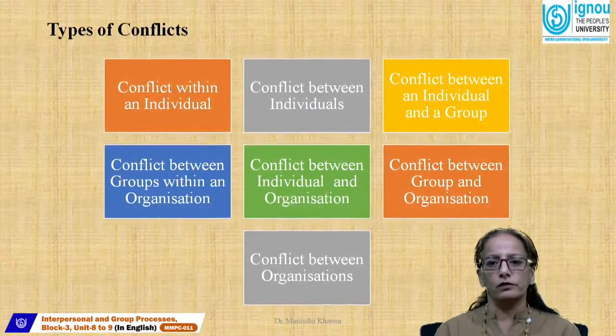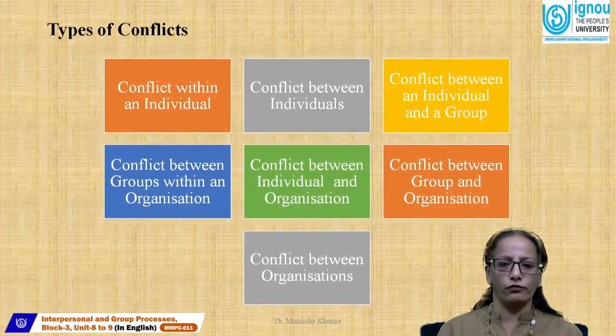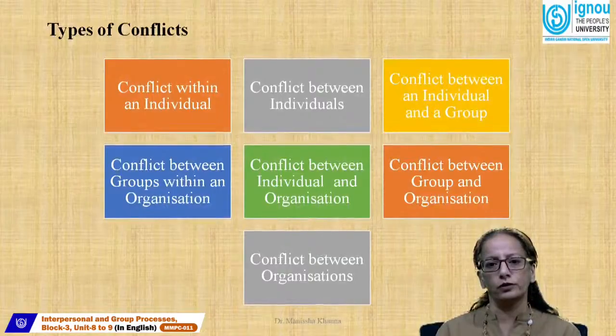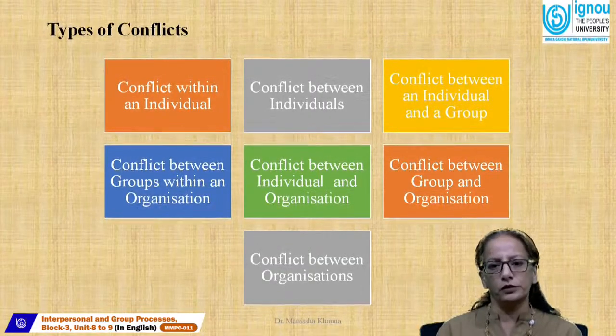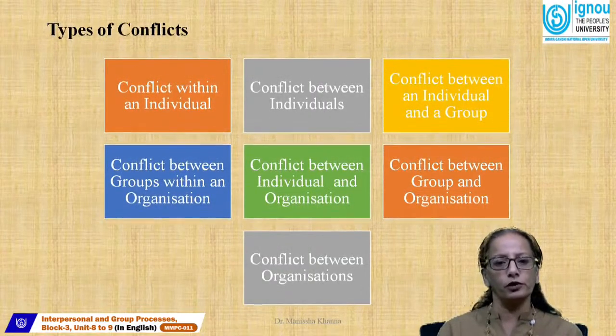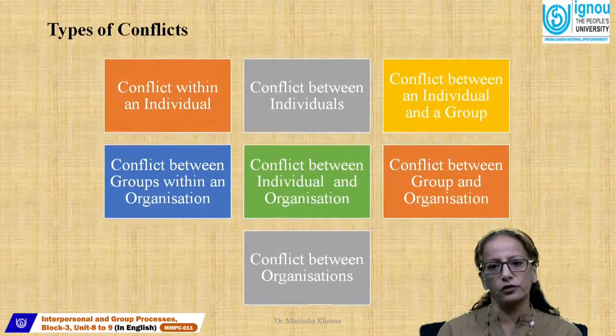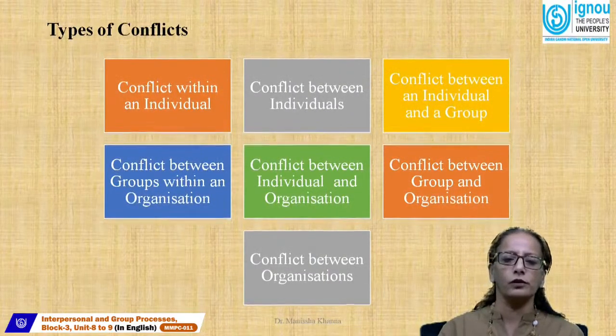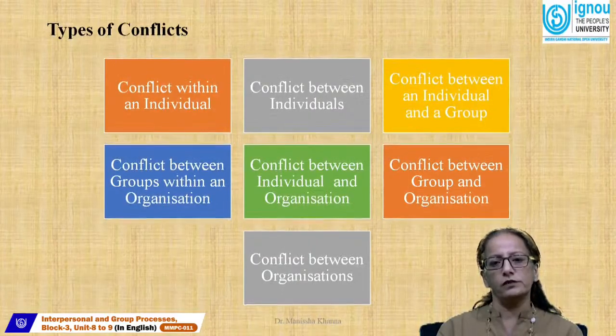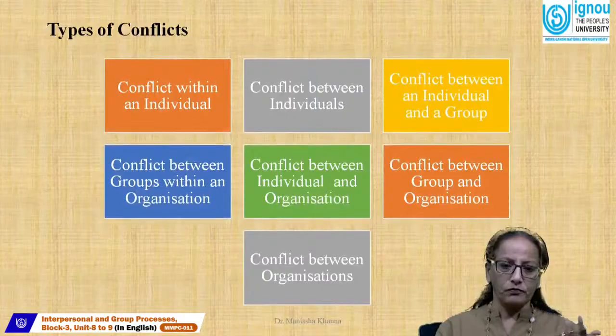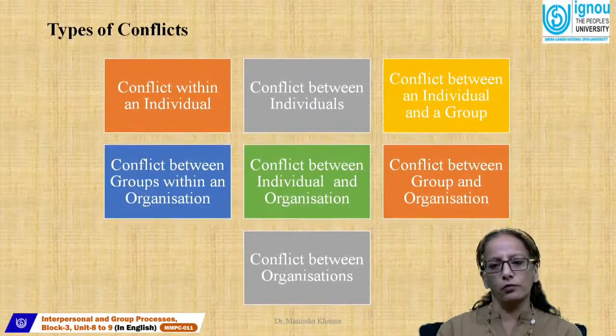When we talk about the group and individual, that is between a member of the group or a team and an individual, or maybe between two individuals of an organization, or two departments or two groups of an organization, and also maybe conflict arises between two organizations. The main reason can be competition.